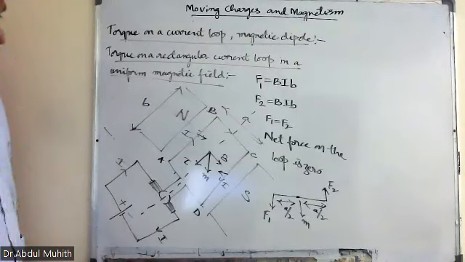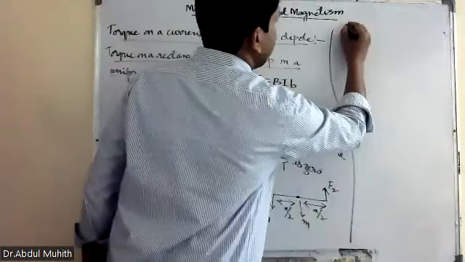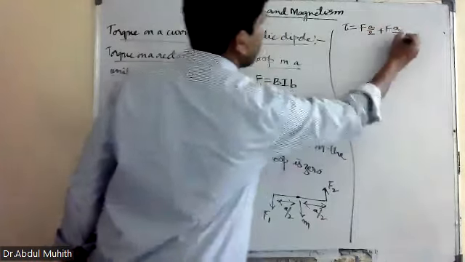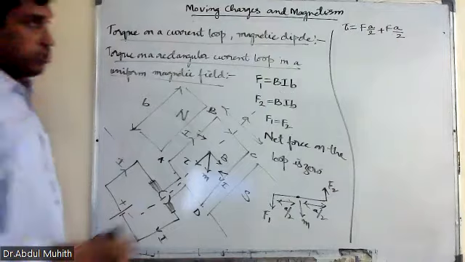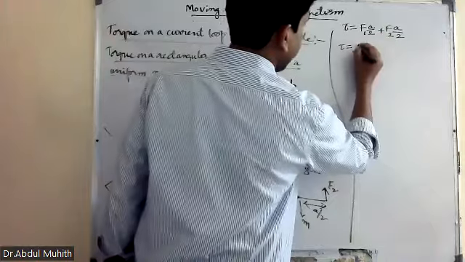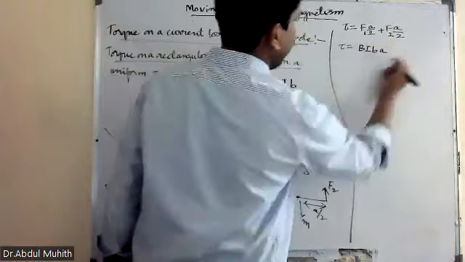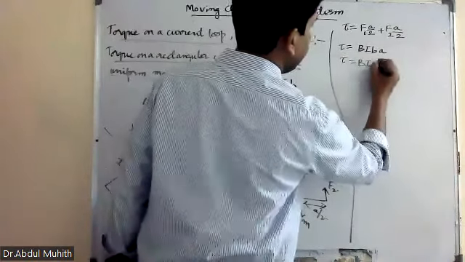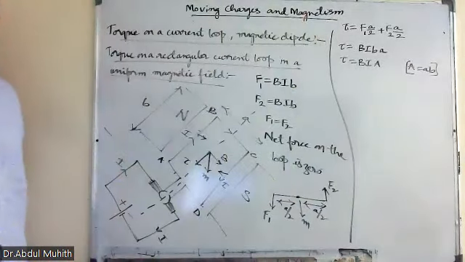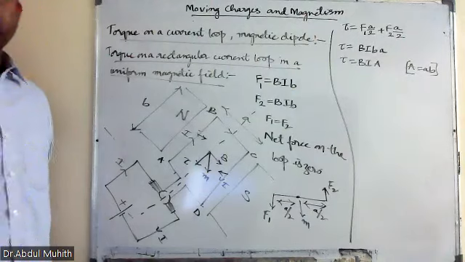Now, what is the torque here? Torque is force into perpendicular distance. If you see carefully, it is F into a by 2 plus F into a by 2, or we can write F1, F2. So torque tau is equal to F into a, which becomes B I b into a, so that becomes B I A. A is the area of the rectangle, and the area of the rectangle is given by a into b. Is that clear with you?